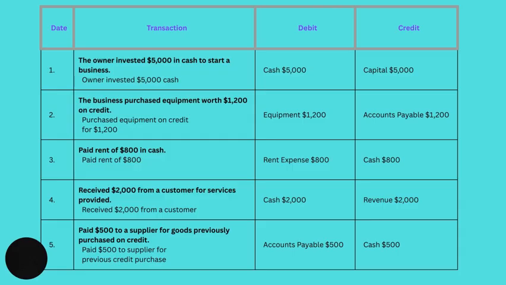Finally, we have received $2,000 from a customer for services provided, which increases our cash and recognizes revenue. And we also paid $500 to our supplier for our goods previously purchased on credit, reducing our cash and accounts payable. Each of these transactions is vital for understanding the flow of money in and out of the business. It's the foundation for our financial health.